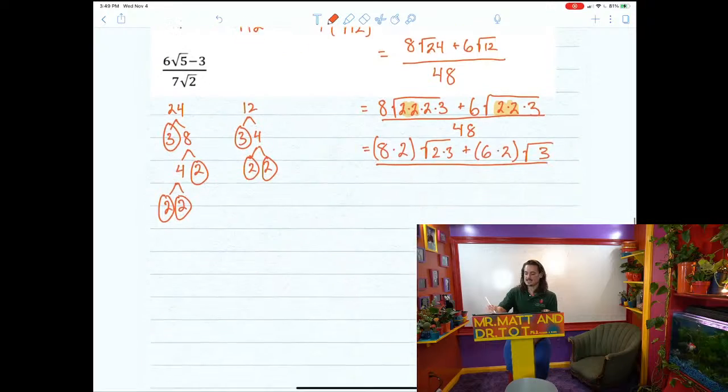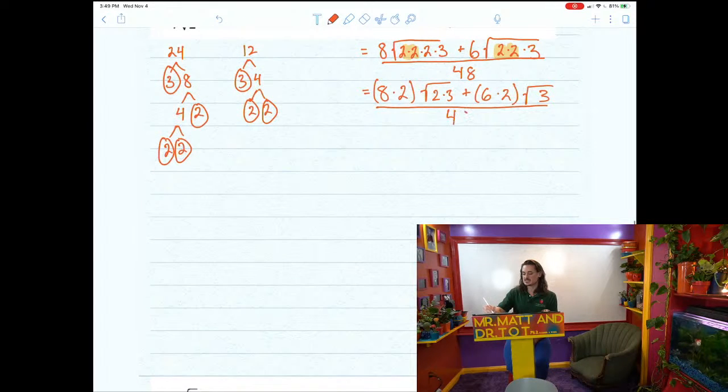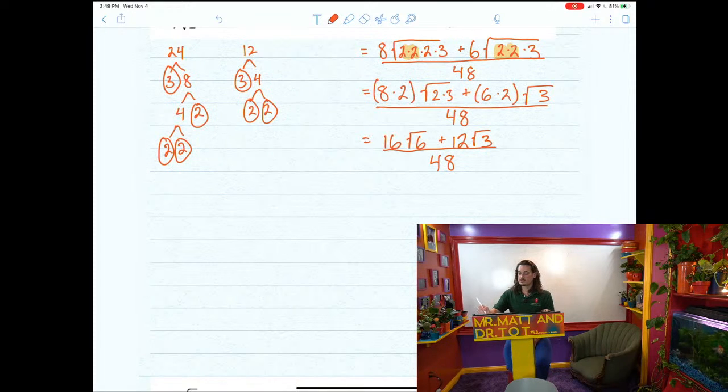So multiplying 8 times 2 is 16, so we get 16 root 6 plus 6 times 2 is 12, 12 root 3, quantity divided by 48. And you can see all of those values, all of the coefficients now, are divisible by 4. So we can pull a 4 out.